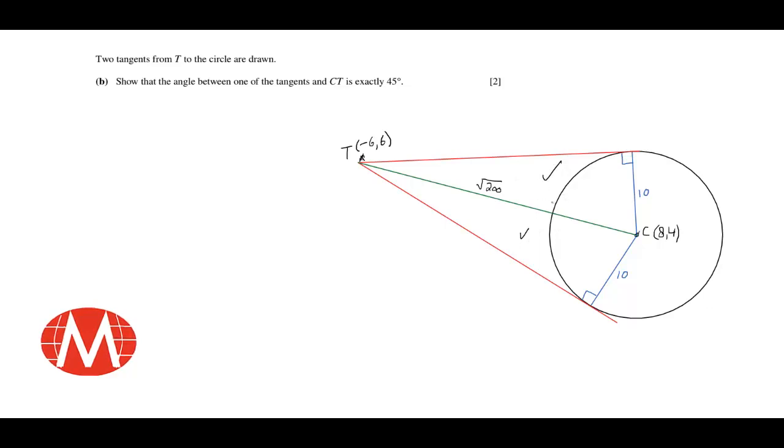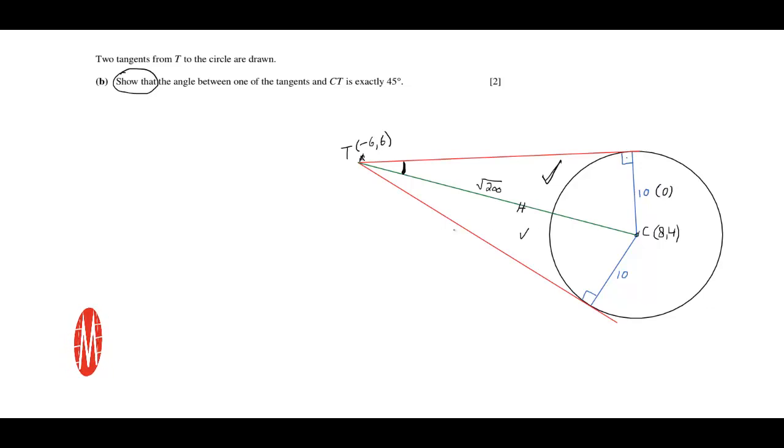So let me take this top one, and now I have to find the angle between this tangent and the CT. Here it is 45 degrees, so I have to show it. This is a 90-degree angle, so this is the hypotenuse. And this is the opposite side.